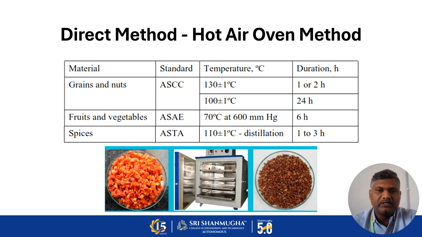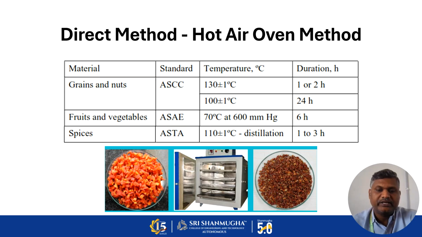So this is the first one, the hot air oven method. We have to take the sample and weigh it, and keep the grain sample in the oven. For grains and nuts, as per the ASAE standard, we adopt 130 plus or minus 1 degree centigrade for 1 to 2 hours, or otherwise 100 plus or minus 1 degree centigrade for 24 hours. If the material is fruits and vegetables, as per the ASAE standard, 70 degrees centigrade is adopted at 60 millimeter mercury pressure for 6 hours.